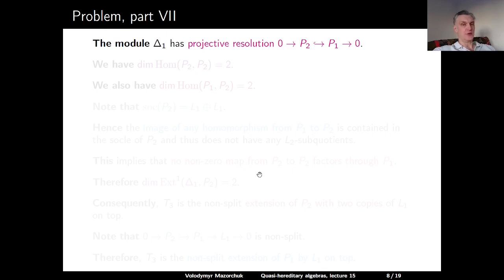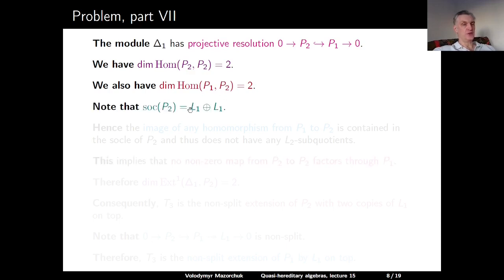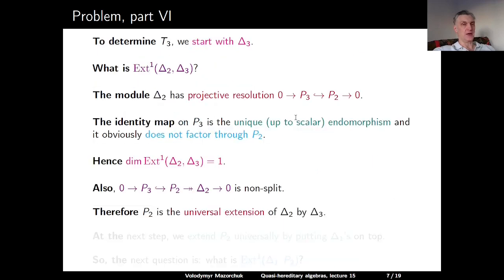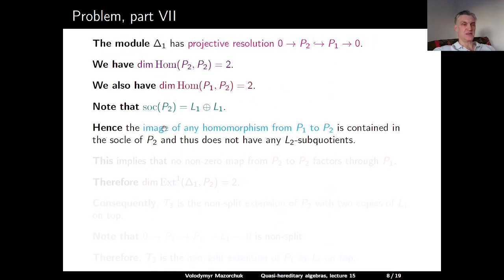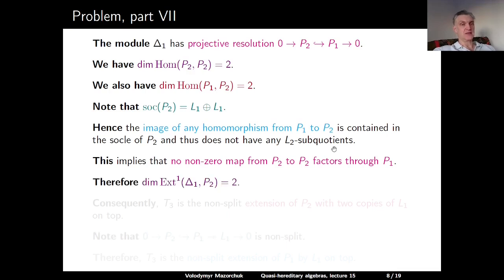Now we need to take Hom into P2. The dimension of the Hom from P2 to P2 is 2, and also the dimension of the Hom from P1 to P2 is 2. But now let us note that the socle of P2 is just a direct sum of two copies of L1. But this means that the image of any homomorphism from P1 to P2 is contained in the socle of P2 and thus doesn't have any L2 subquotients, which means that no non-zero map from P2 to P2 factors through P1. And this implies that the dimension of Ext^1 from delta 1 to P2 is 2.